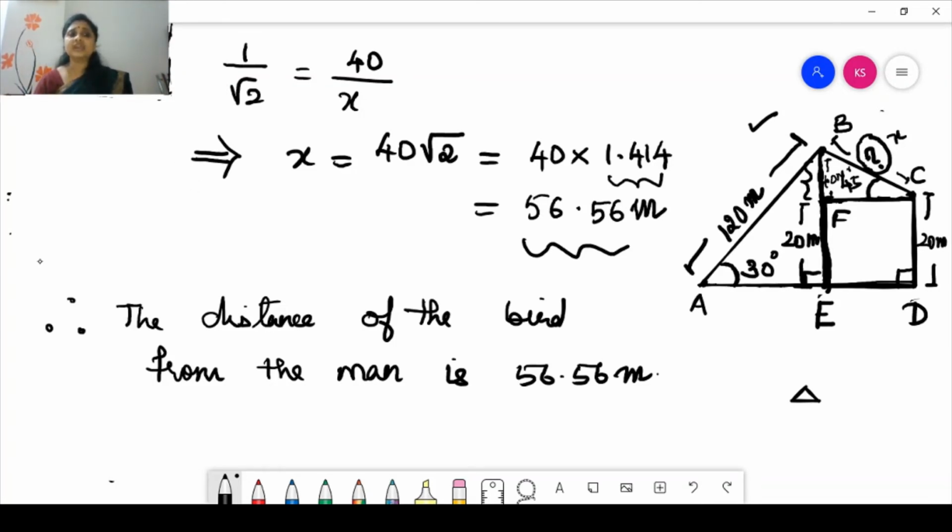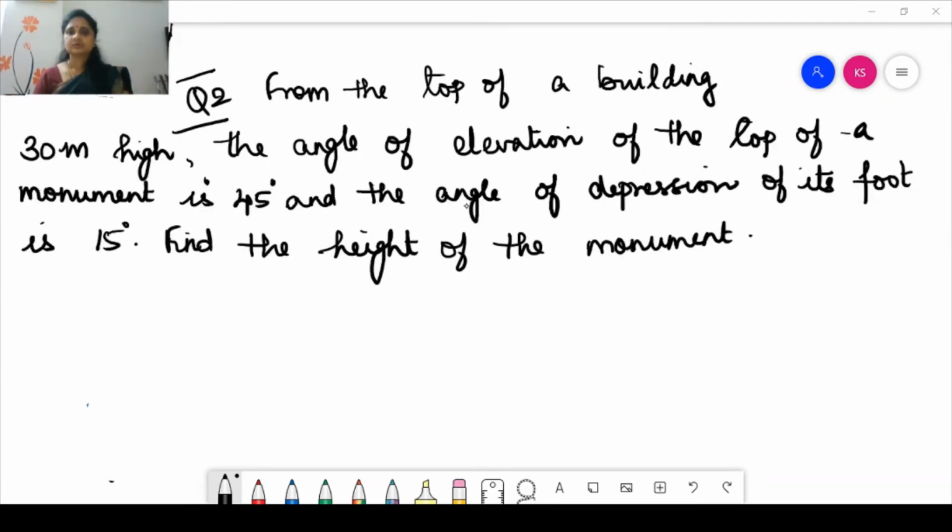And then don't forget to give the final answer statement. And don't forget to give your rough work on the same page where you write the question. So these are the few tips that you need to remember when you solve any sort of problems in mathematics during the examination. So let's quickly move on to our next question.